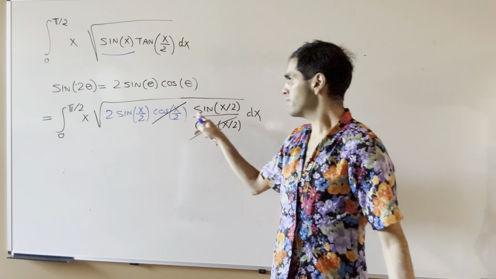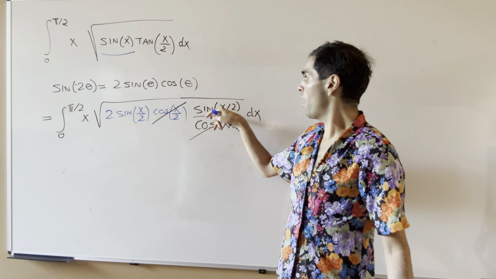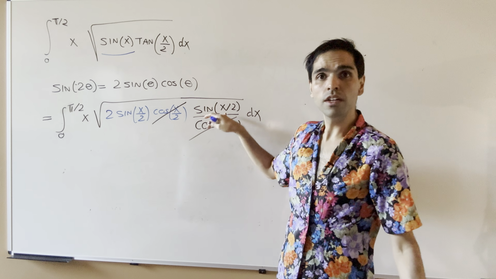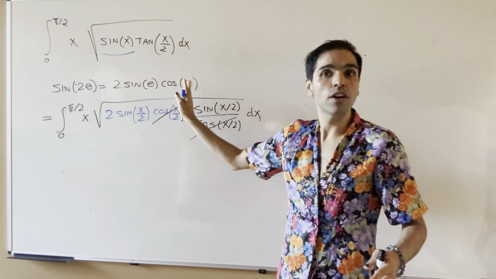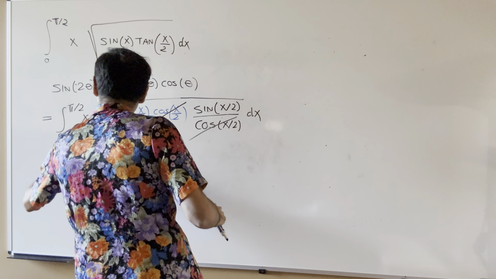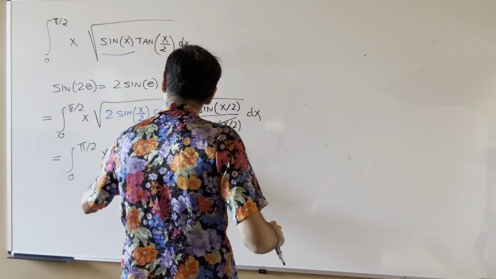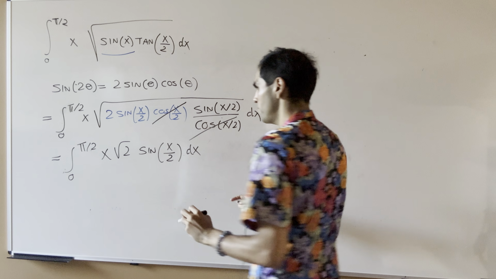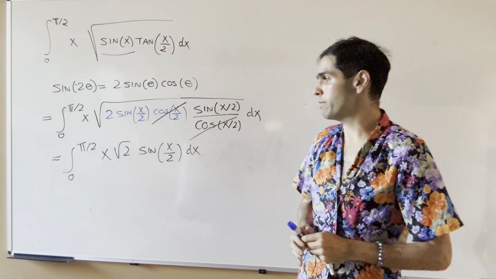And moreover, sine times sine is sine squared, which is positive because the x is between 0 and pi over 2. So if you take the square root of that, you just end up getting sine of x over 2. So in the end, this becomes the integral from 0 to pi over 2 of x square root of 2 sine of x over 2 dx. And this piece we can simply integrate by parts.